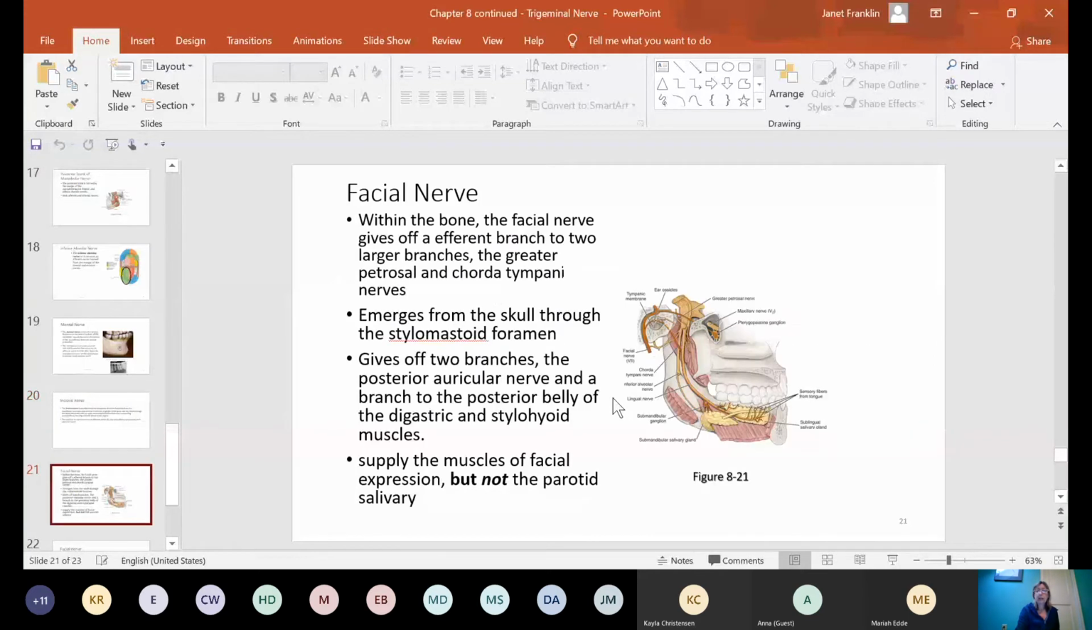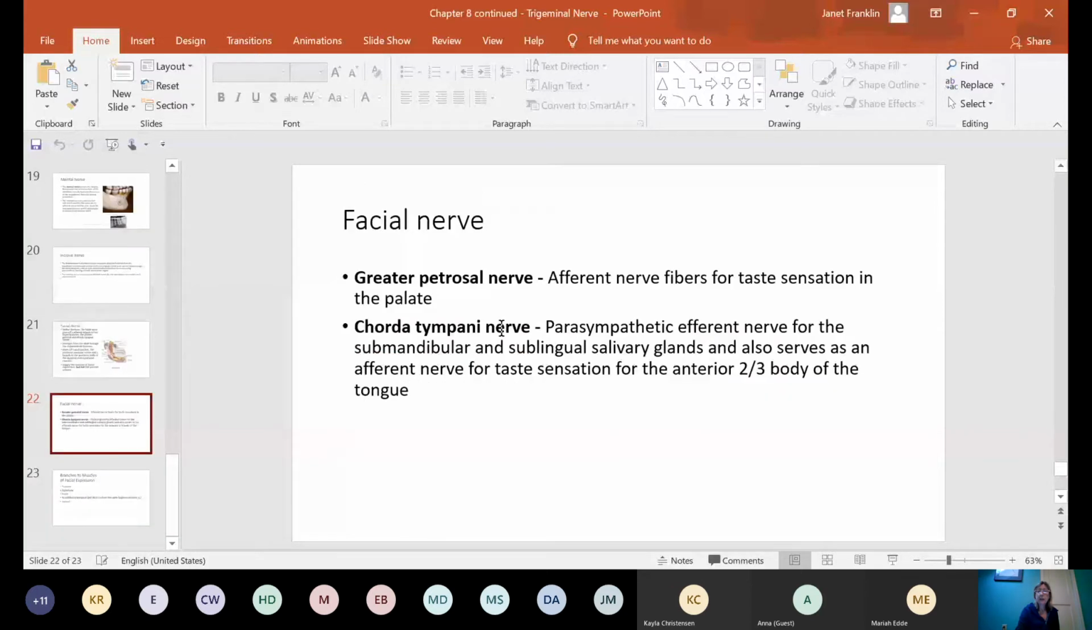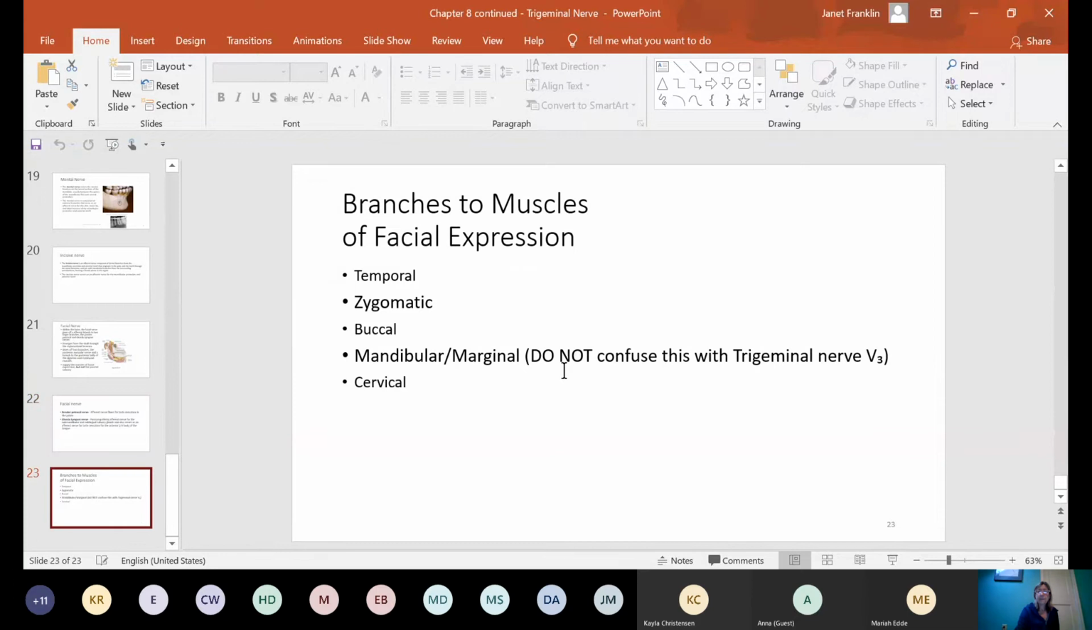Then you've got your facial nerve, which emerges from the skull through the stylomastoid foramen. We all should know that by now. It has two branches, the greater petrosal and the chorda tympani, and these right here tell you what they innervate. And the facial nerve itself branches to the muscles of facial expression. And that's it. So this is a very helpful summary to look at.